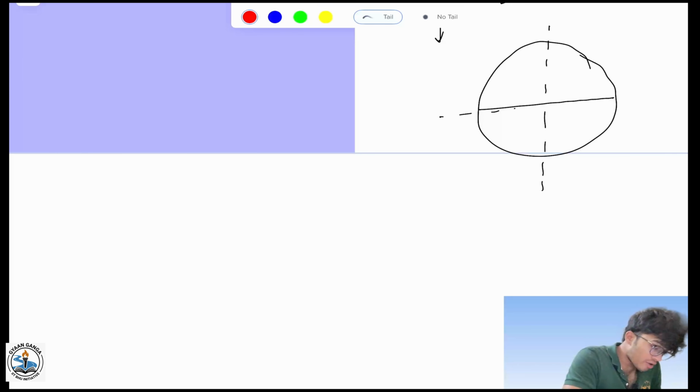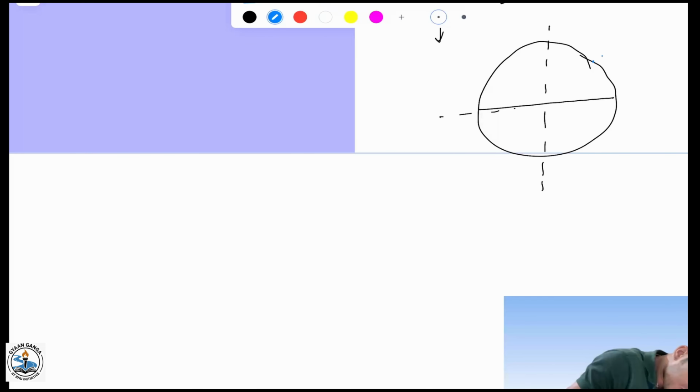So these are the 4 quadrants. Now consider a point A, which is denoted by x and y, and another point A dash as minus x comma y. Yet another point A double dash with the coordinates minus x minus y, and another point A triple dash as x comma minus y.